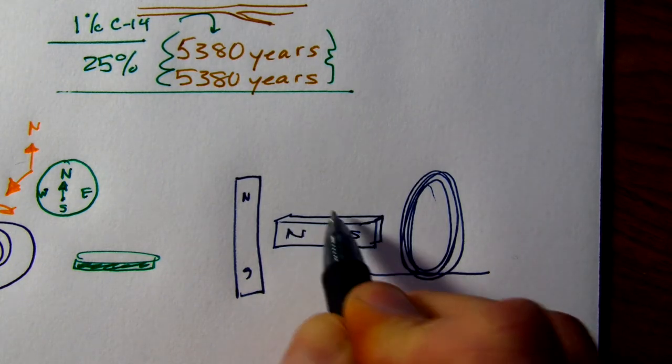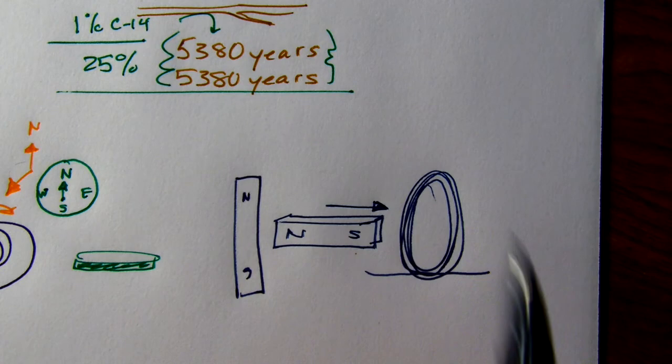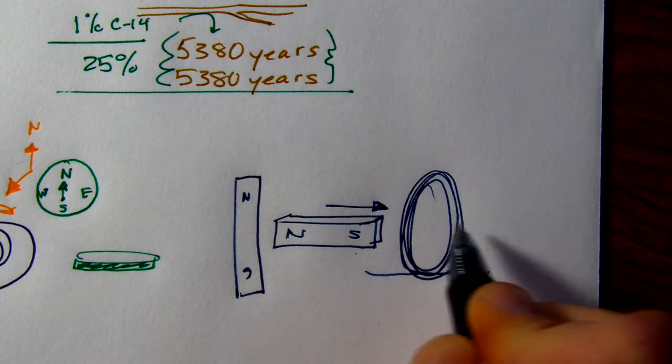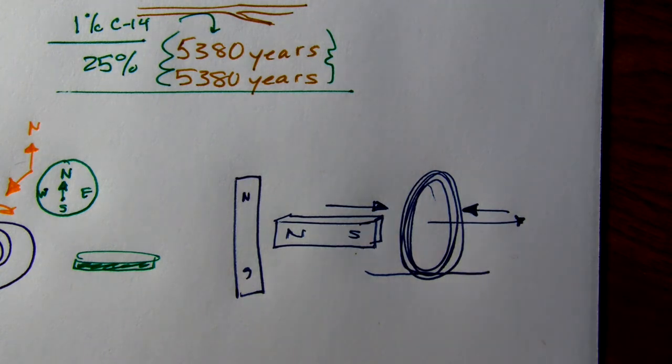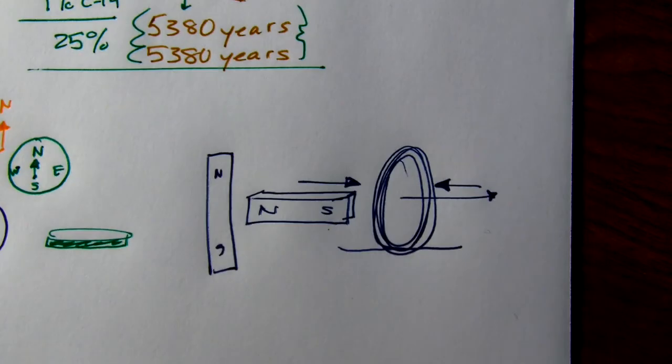We'll call it a north-south magnet, and we run it through the coil like that, right? So now the magnet goes here and back. It has to have flux. It has to have a motion is what we're really saying. If it goes slow, you don't really notice it.